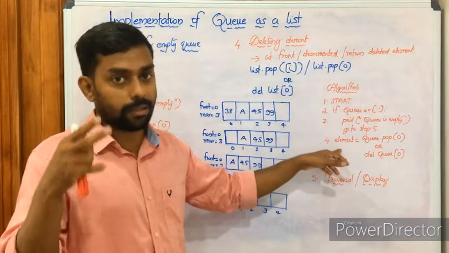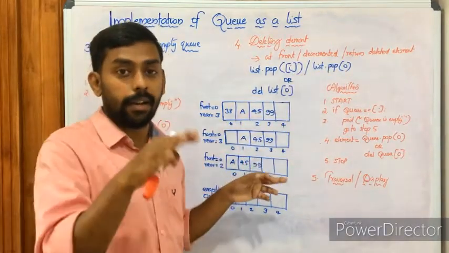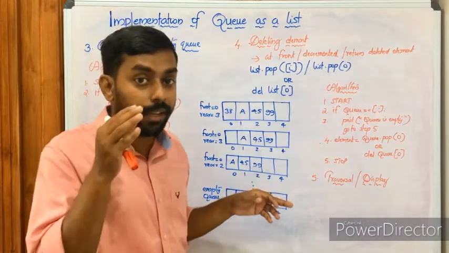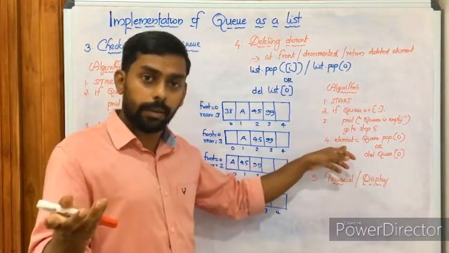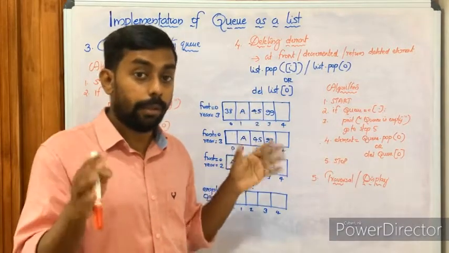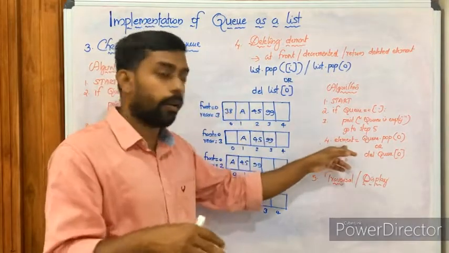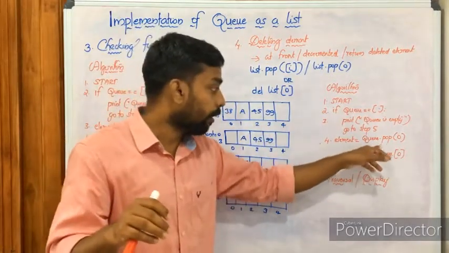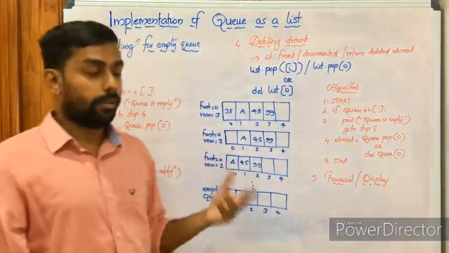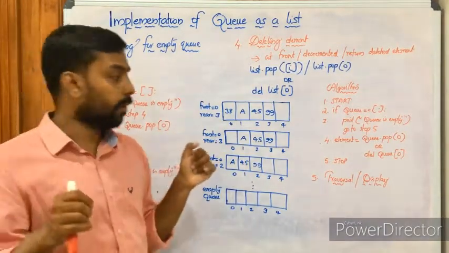As I've told you, the pop function returns a value, the deleted value. So the deleted element will be stored in element. Or you can apply delete q of 0. So this is how we can perform the deletion operation. It's very simple.